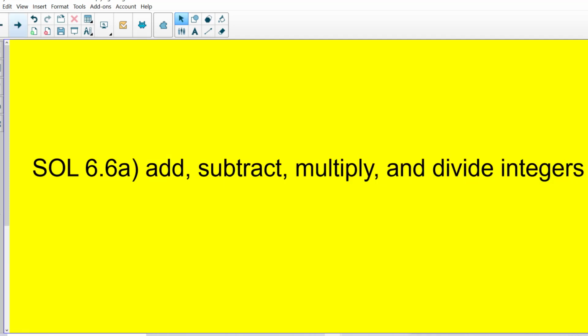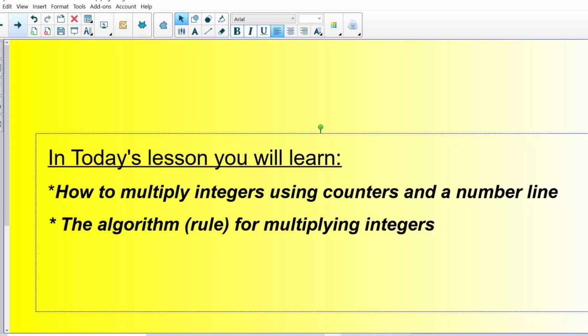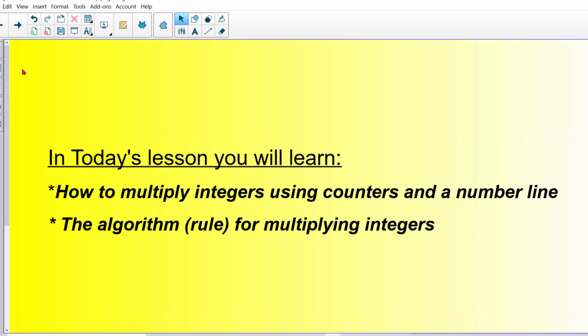So today we're going to continue talking about Standard 6.6a, adding, subtracting, multiplying, and dividing integers. Specifically in today's lesson, you're going to learn how to multiply integers using both counters and a number line. And you're also going to determine the rule, the algorithm for multiplying integers.